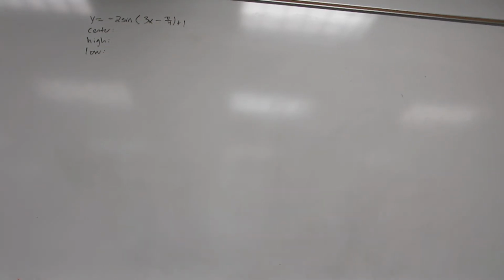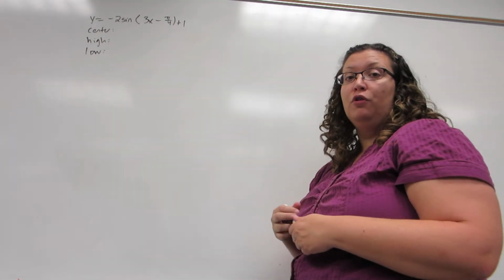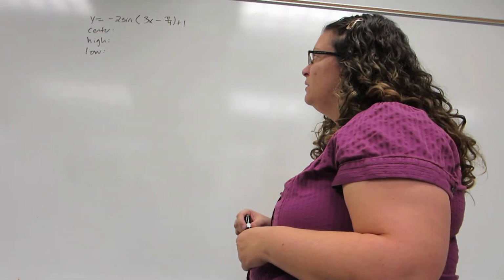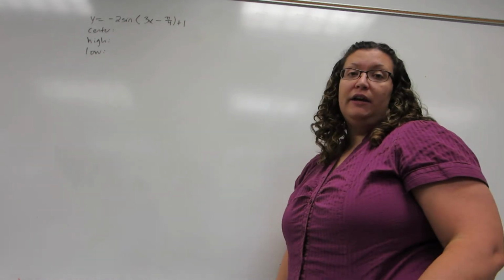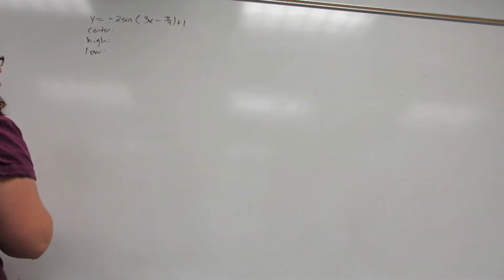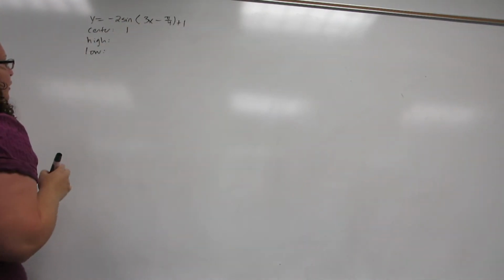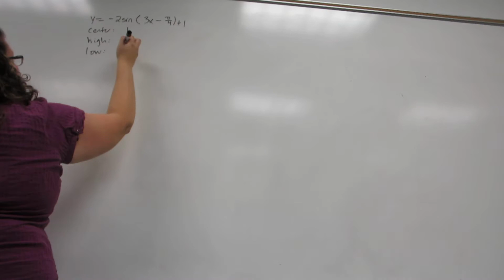Continuing to graph the trigonometric functions, this time we're going to look at a sine function that has all four possible transformations taking place. Notice there's also a negative sign in front of it, which will have an interesting effect at the end. So first we do the y-coordinates. The new center is the +1 at the end, so the center is at 1. The high is 1 plus the 2, or 3, and the low is 1 minus the 2, or -1.